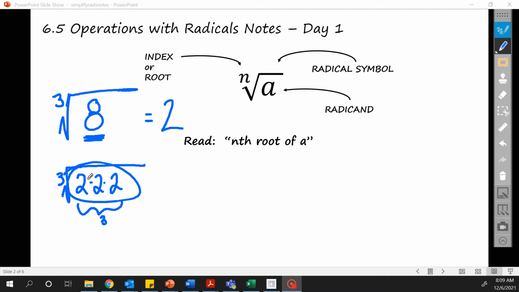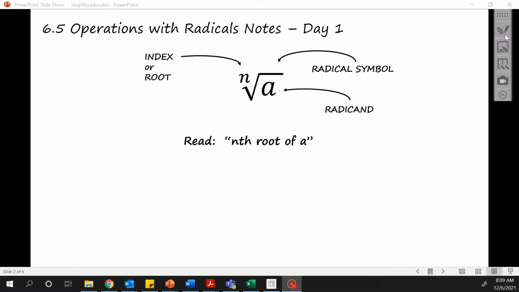That means you can take those 2's out of the radical and make a single 2 on the outside, and there would be nothing left under the radical, meaning the cubed root of 8 is equal to 2.